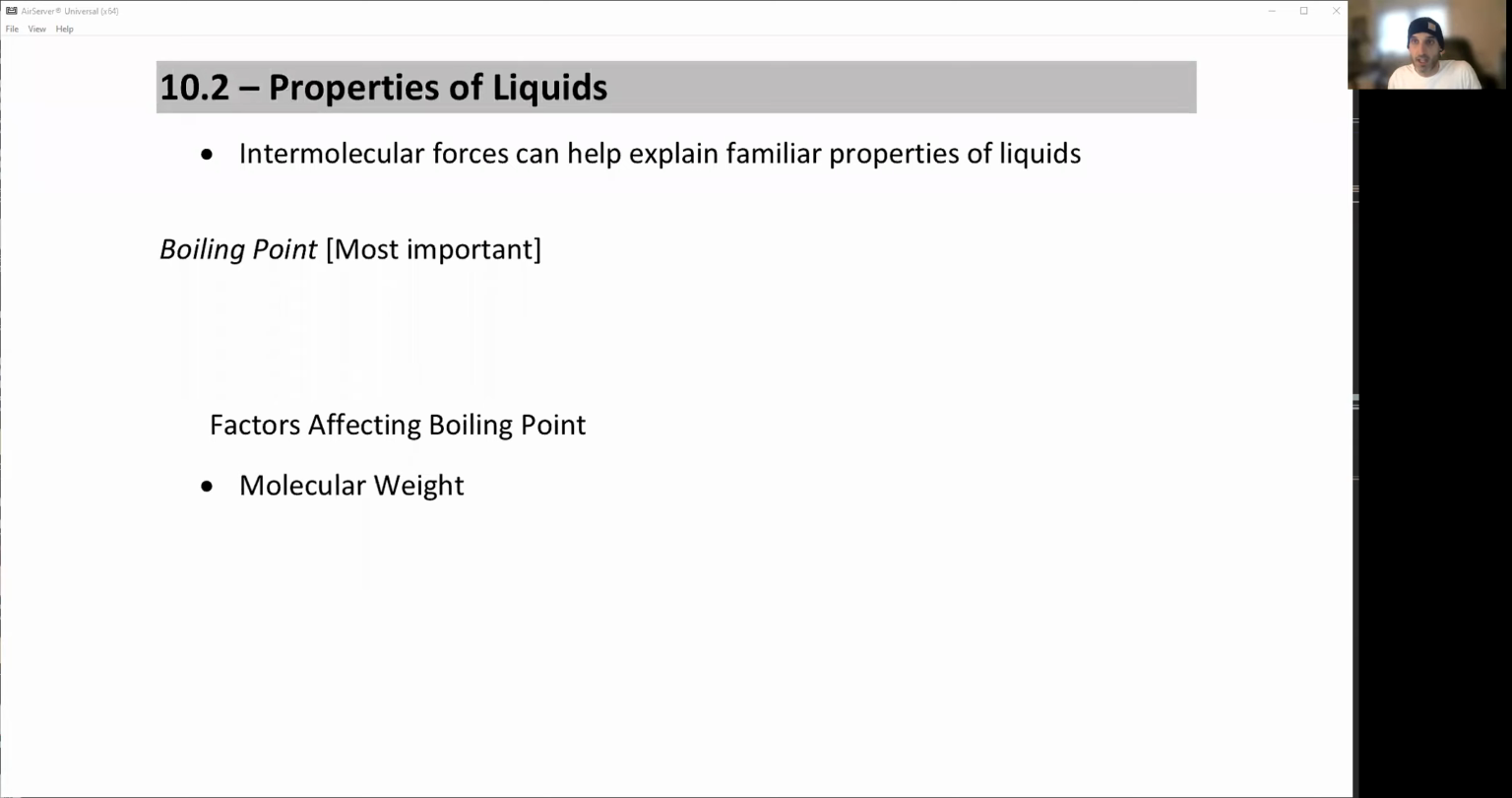All right, let's take a look at 10.2, properties of liquids. So intermolecular forces are going to explain pretty much everything, boiling point being the most important. Boiling point is a direct measure, well, as direct a measure, I suppose, as we can have of intermolecular force strength. Again, knowing the boiling points gives us some idea of the intermolecular forces, but knowing the intermolecular forces gives us some idea of the boiling points. So they're kind of linked that way.